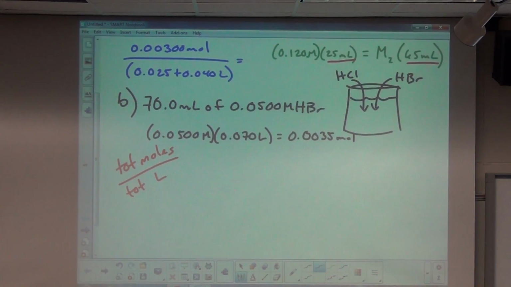Okay? So what do I have? I have 0.003 plus 0.0035 over, what is the original 25?